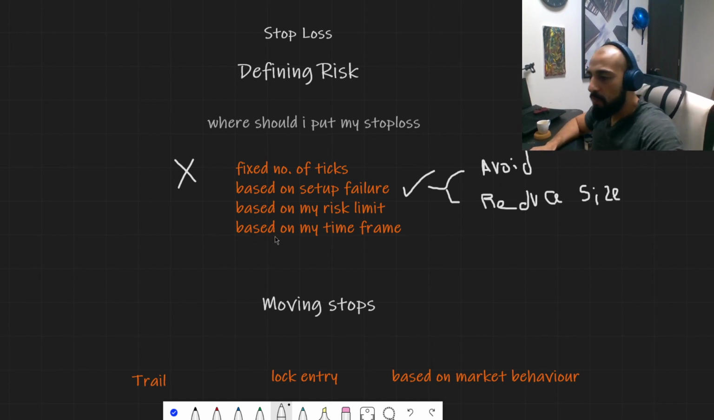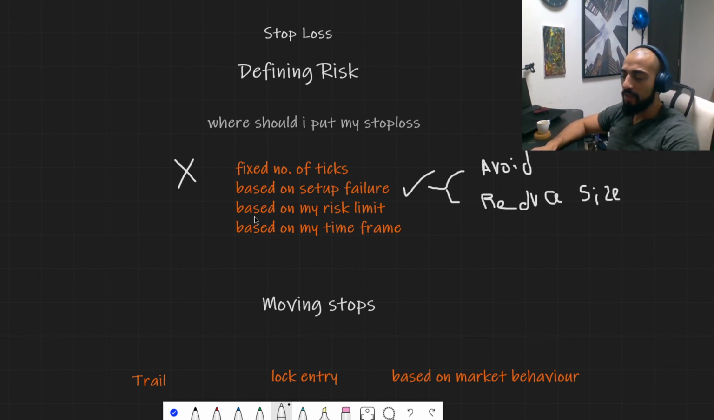Let's move on. Based on my risk limit, so you're entering the setup and you're putting, let's say you planned a risk on the trade or on the full day. Let's say you planned a full day risk of $200, and then comes a setup that you like. You think that you know the market direction in a certain range, and you enter the trade, and you put your stop loss based on your risk limit on the day, which is the $200.